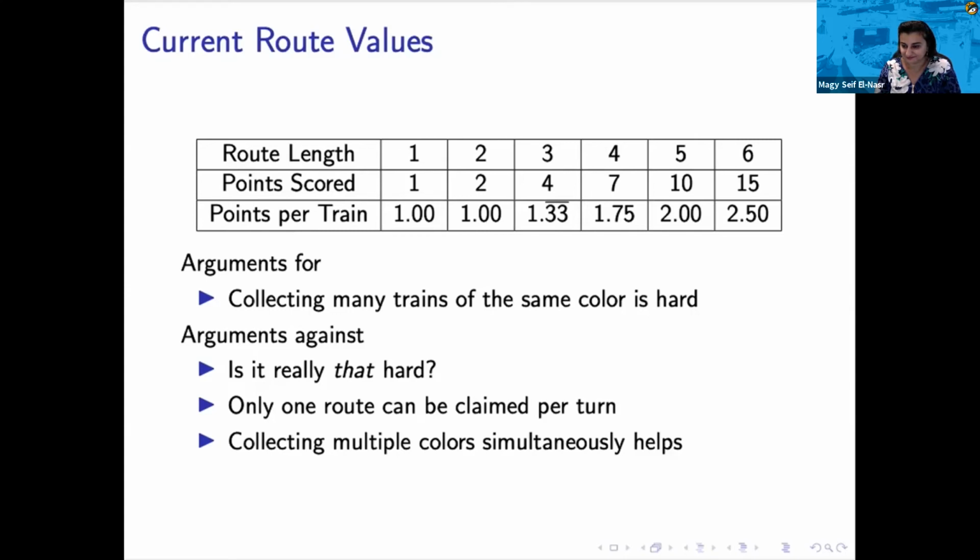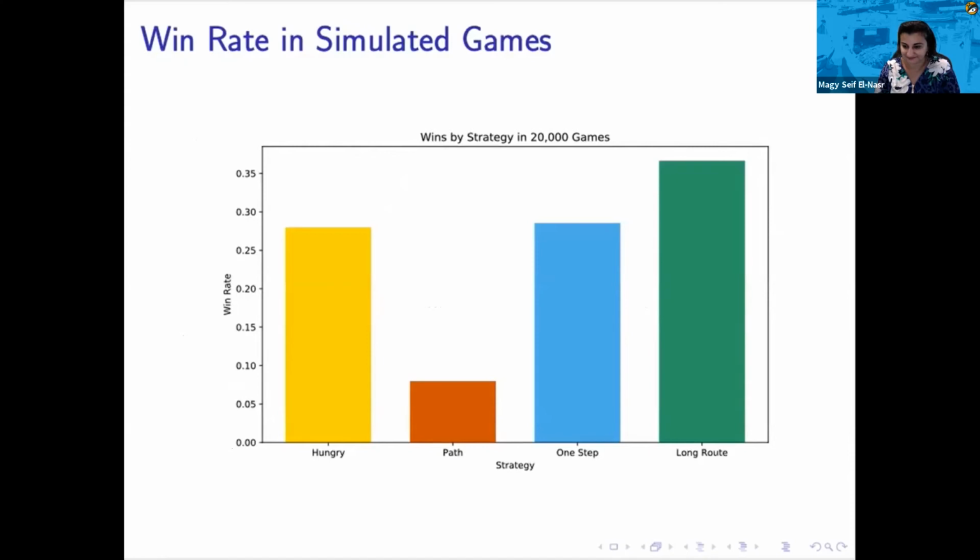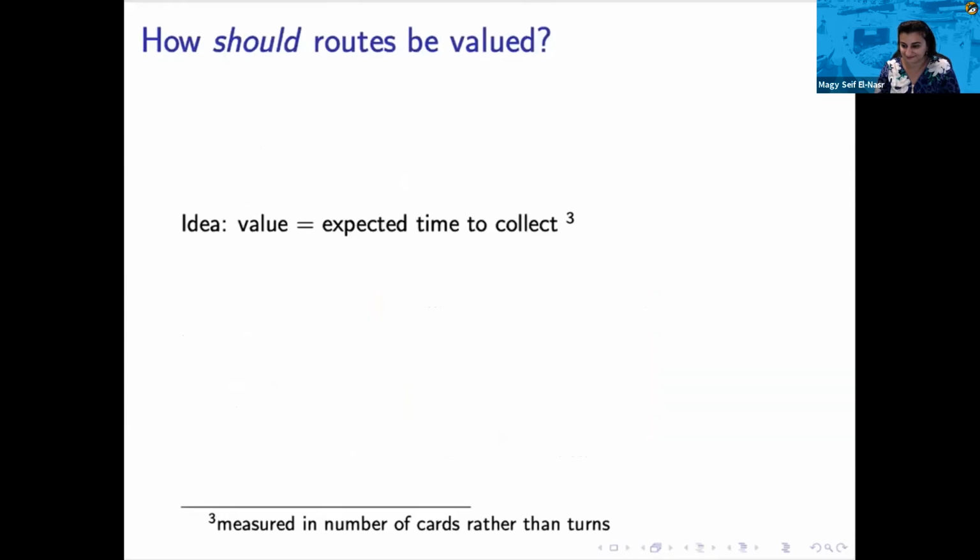long routes are overvalued. Let's look at some empirical reasons. We've simulated 20,000 games of Ticket to Ride with 4 heuristic strategies. And as you can see in this figure, the long route strategy performs the best. It outperforms all the other heuristics, and we argue that's because long routes are overvalued. So the question becomes, if long routes are overvalued, how should we value routes?